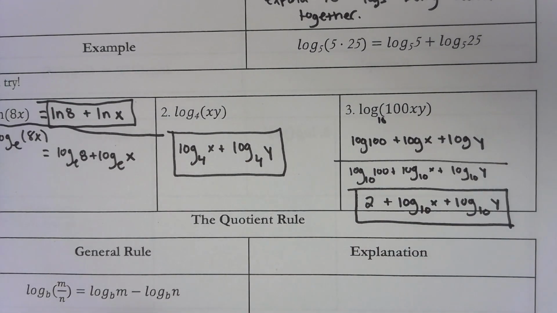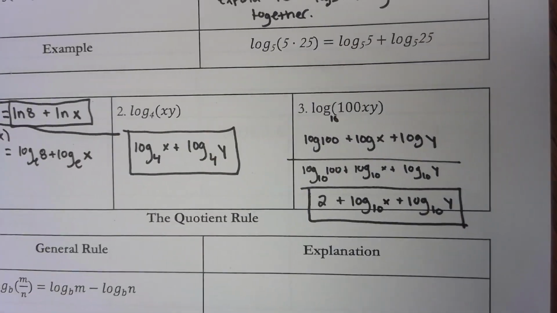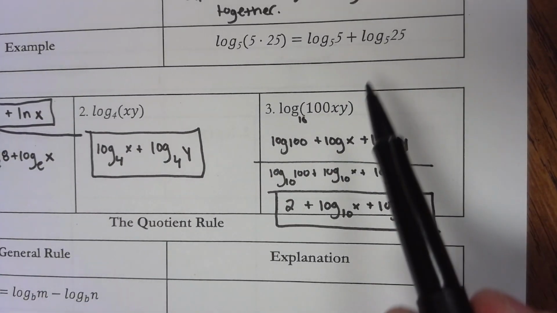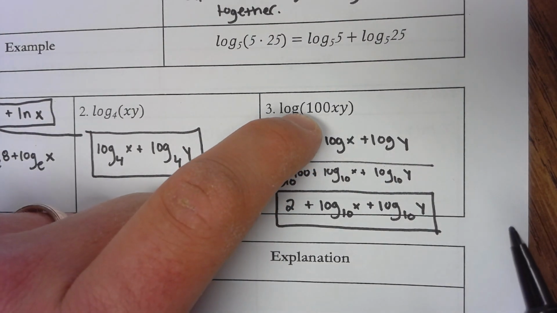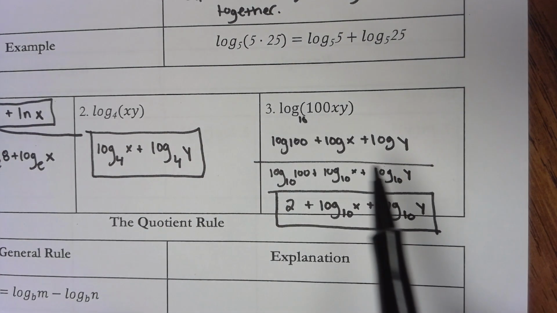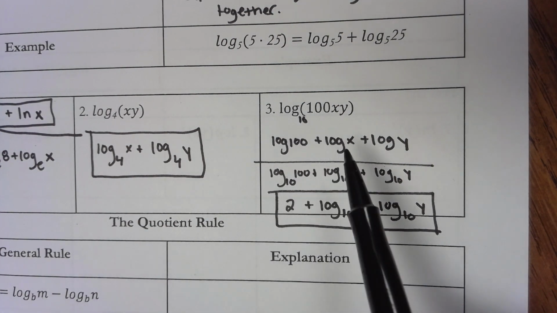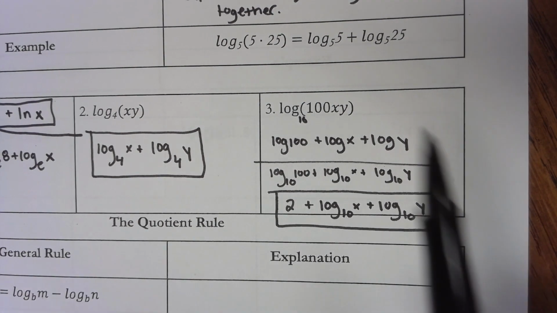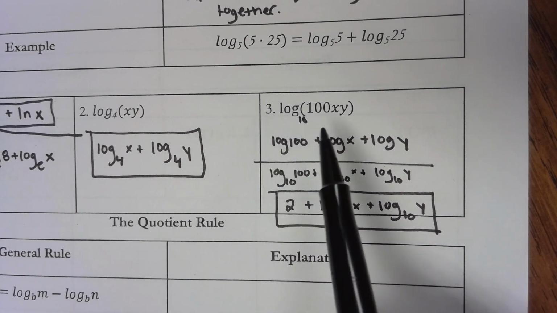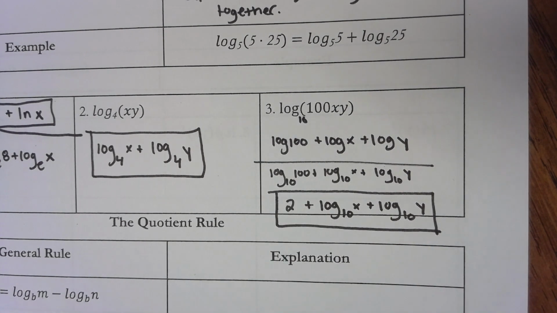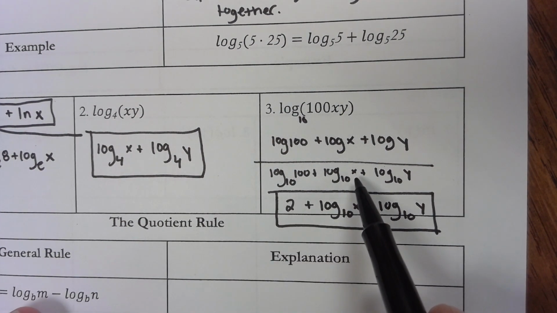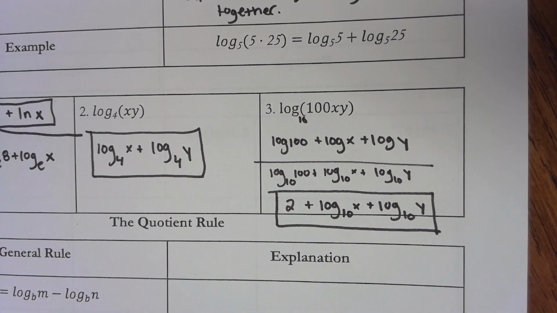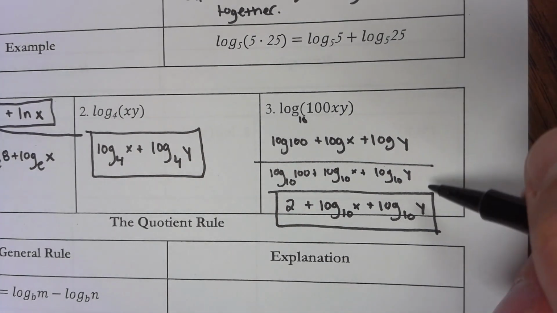Now, number 3, I did a couple of different things here. I first just expanded it out without filling in that base. Remember, if there's no base, that is base 10. Okay, so I first can expand it out and just say log 100 plus log of x plus log of y. Or if I fill that base in and have this as base 10, which makes the evaluating a little bit easier to catch, it's log base 10 of 100 plus log base 10 of x plus log base 10 of y. Either of these are perfectly acceptable.